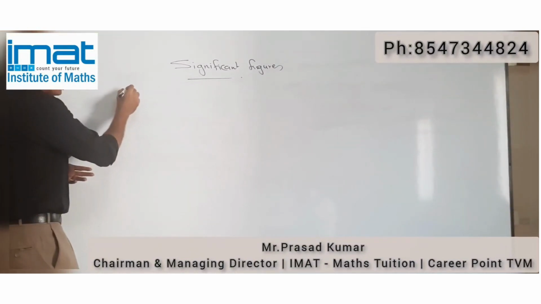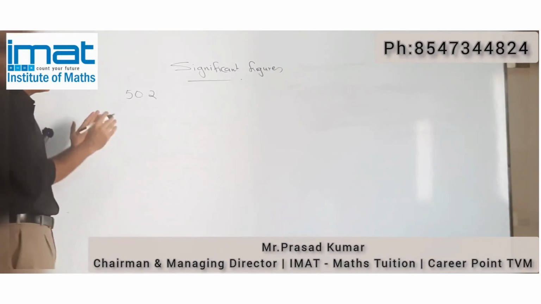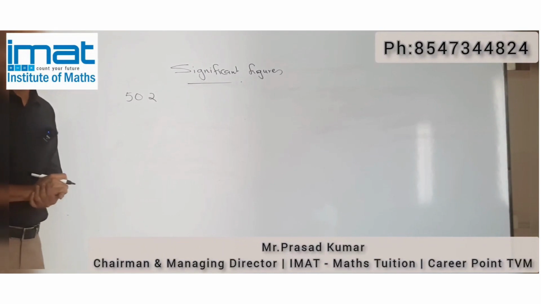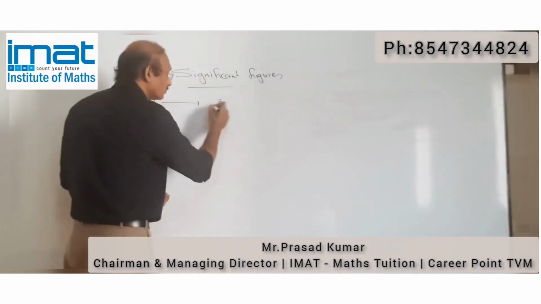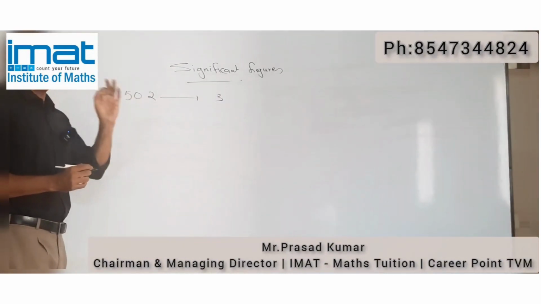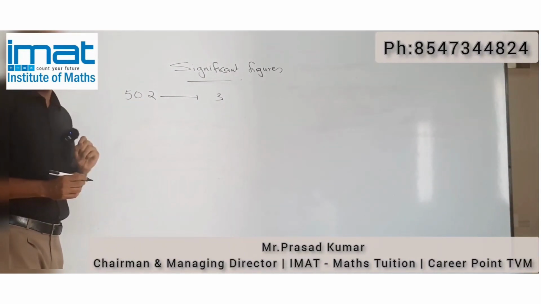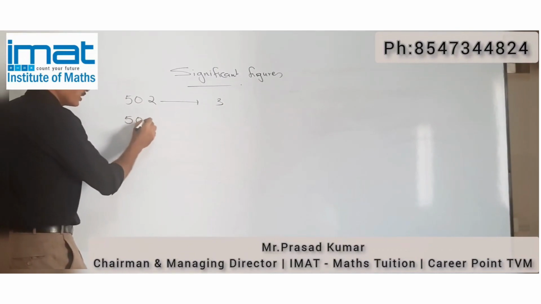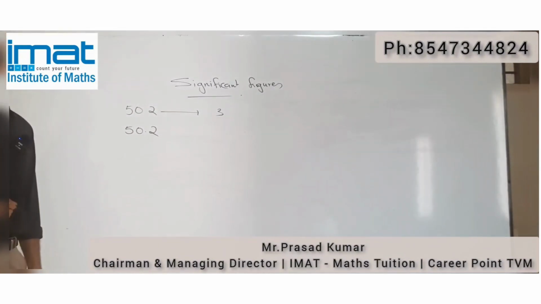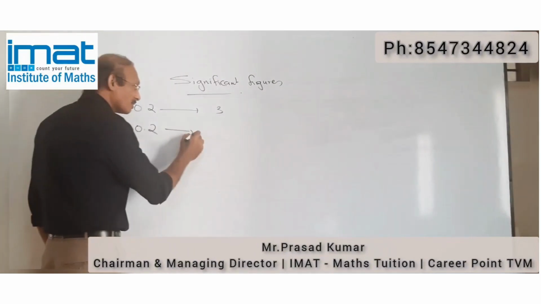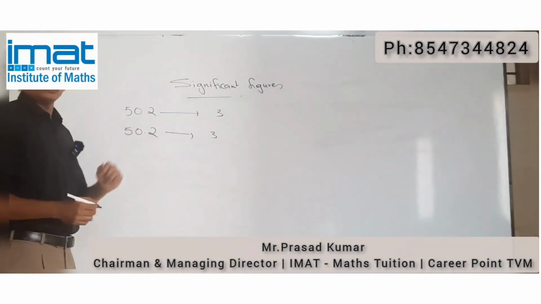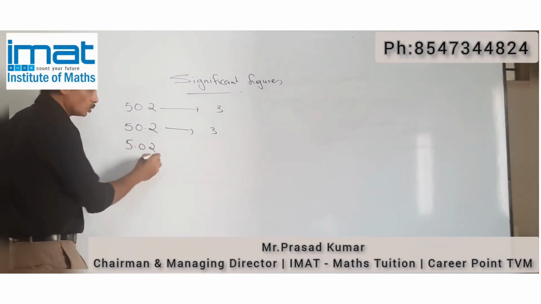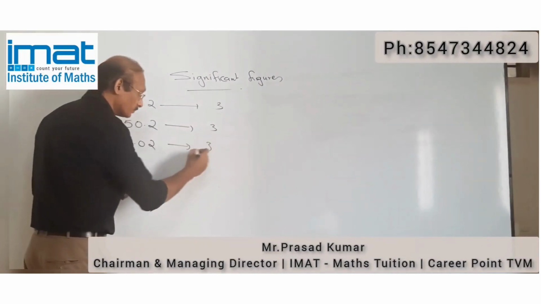Just I say a number, 502. I want to ask you, how many significant figures are there in this? The answer is 3. 502, so 3 figures, so 3 significant figures. Now let me ask you, how many significant figures are there in 50.2? Again the answer is 3. 502. How many significant figures are there in 5.02? The answer is again 3.